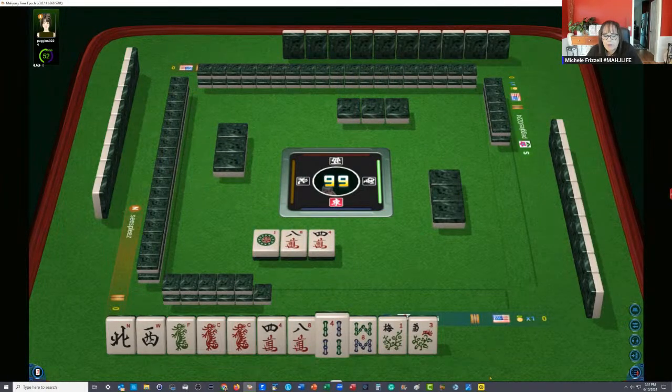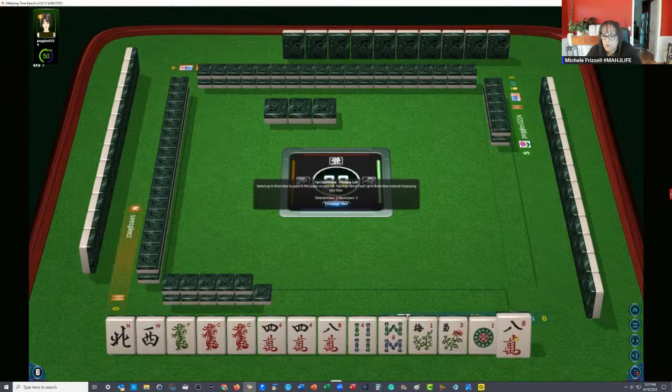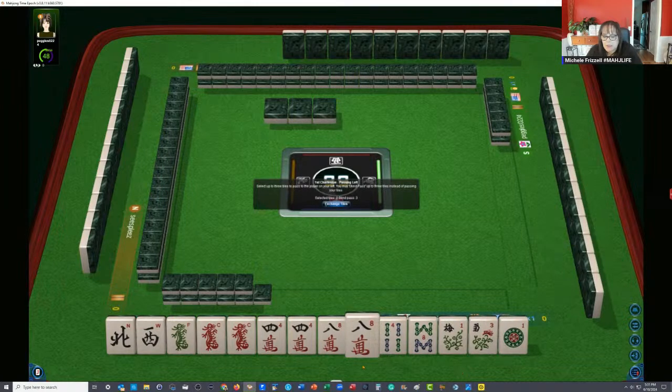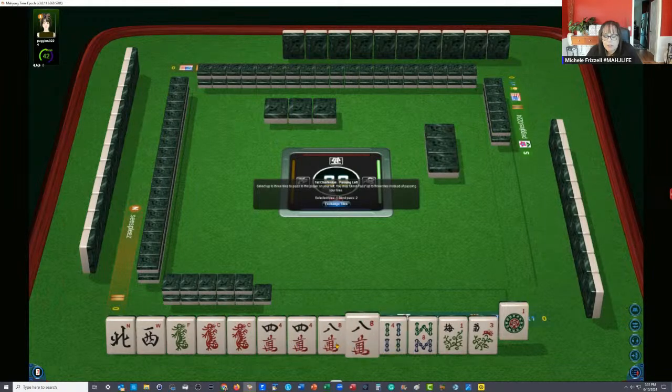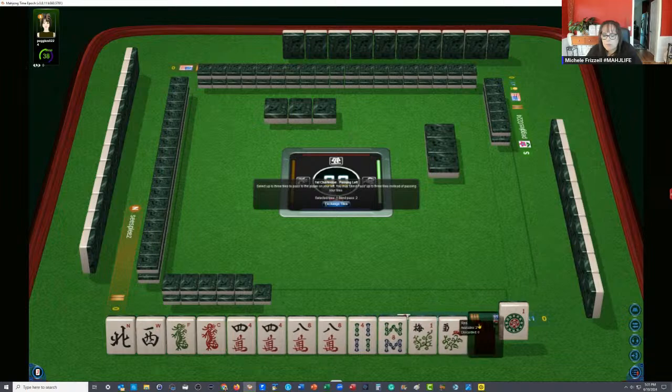Well, look what we got. Oh my goodness, a 4 and an 8. And you know, I think with a 4, 8, 8, let's see, we don't have 3 like numbers, so I would probably let the dragons go.